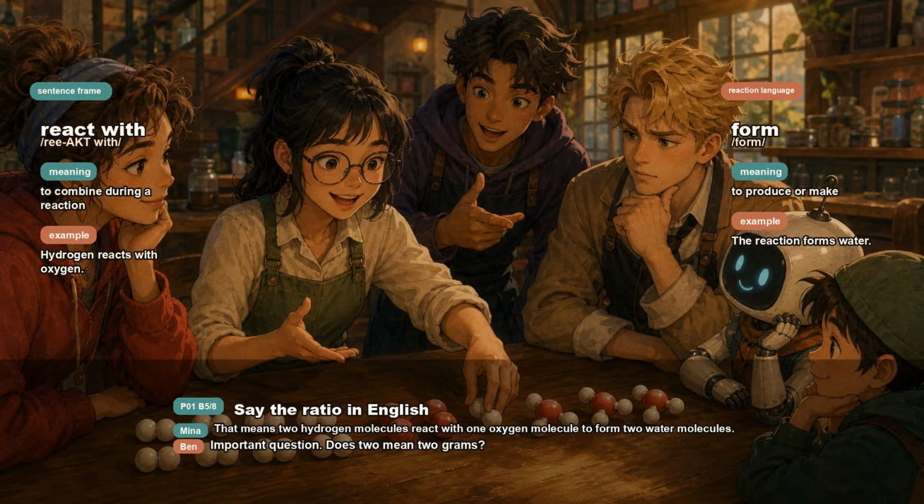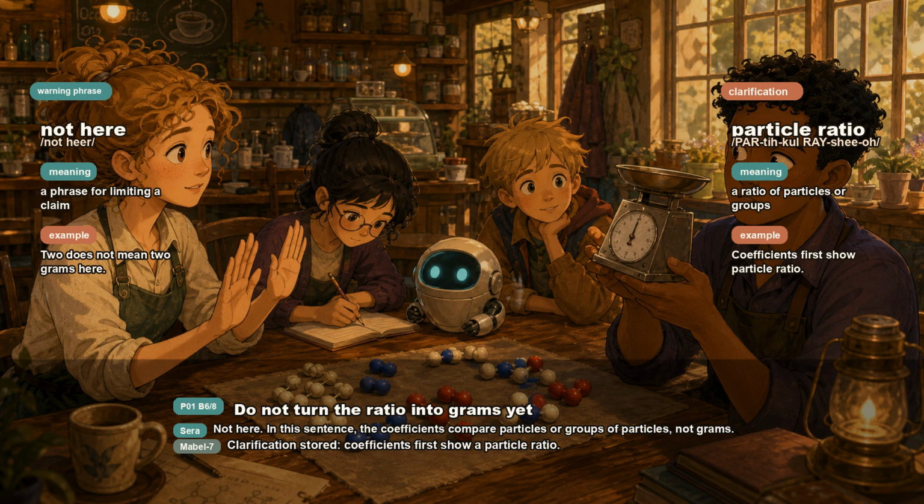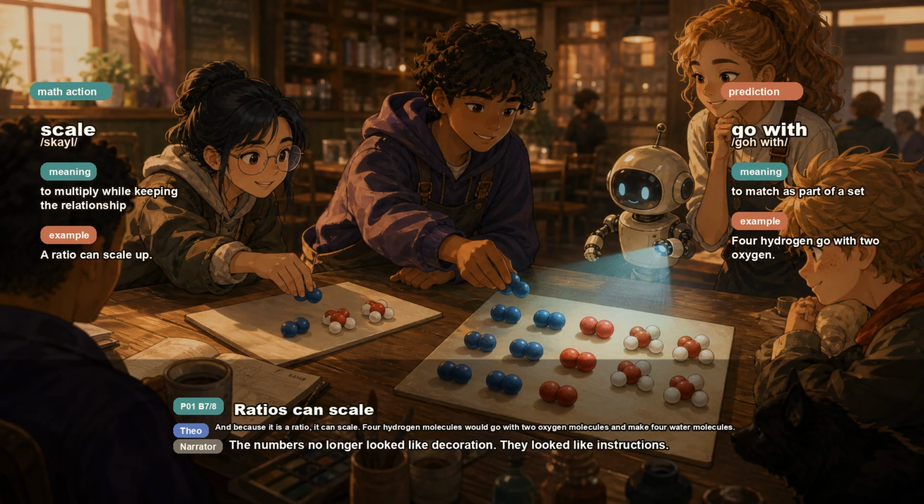Important question, does 2 mean 2 grams? Not here. In this sentence, the coefficients compare particles or groups of particles, not grams. Clarification stored. Coefficients first show a particle ratio. And because it is a ratio, it can scale. 4 hydrogen molecules would go with 2 oxygen molecules and make 4 water molecules.